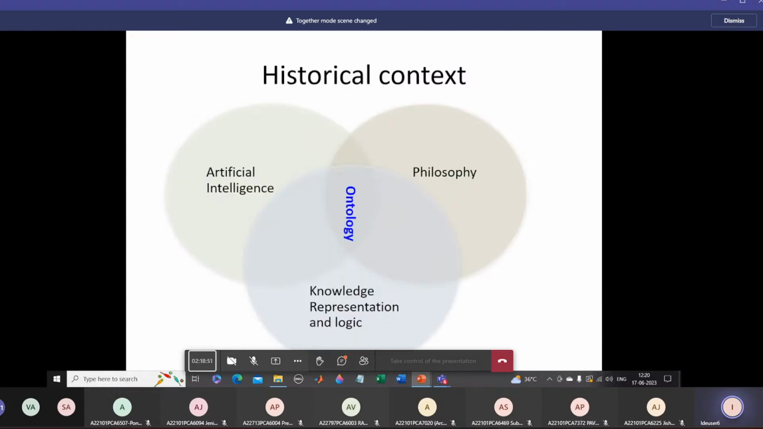So in the historical context, what is ontology? It is an intersection of artificial intelligence, philosophy, knowledge representation and logic. So we know about AI, and we know what knowledge representation is and how we present it in a logical format, right? And what is philosophy?